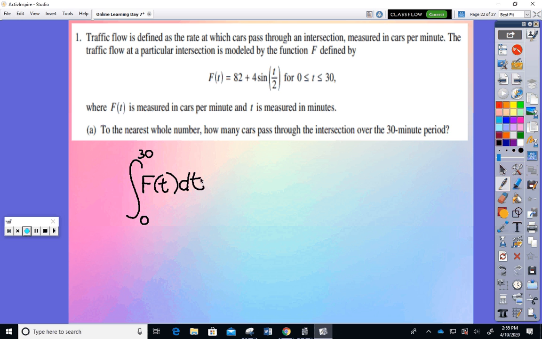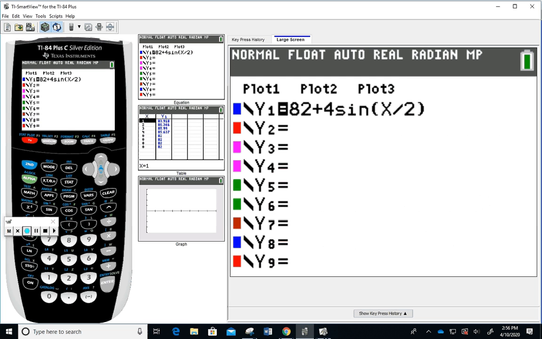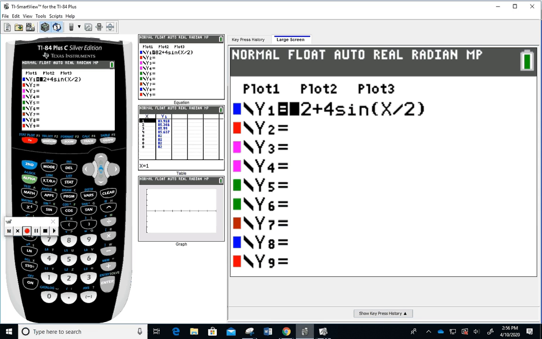Now, this is number 1 on the free response, which means it's a calculator problem. So guys, the minute you set up the integral, you are telling the reader what you're thinking and what you're doing on your calculator. You don't need to do anything else other than to do it on your calculator. So on a calculator problem, set it up and then go to the calculator. I'm hoping I still have f of t in there. I believe I do, don't I? 82 plus 4 sine t over 2. Oh, good. That makes life easy.